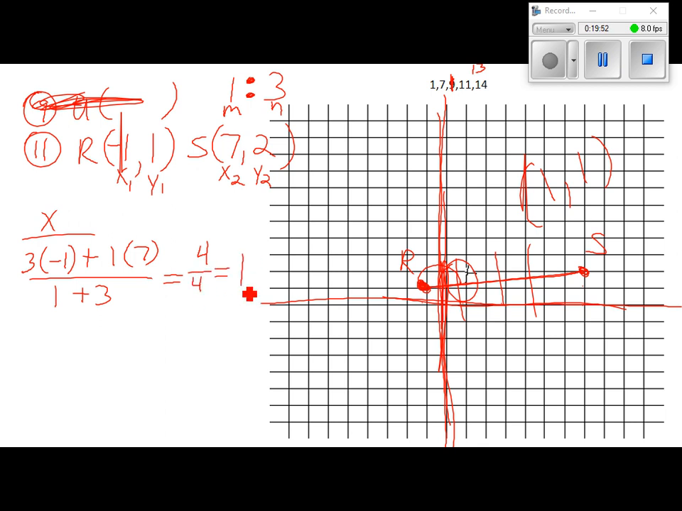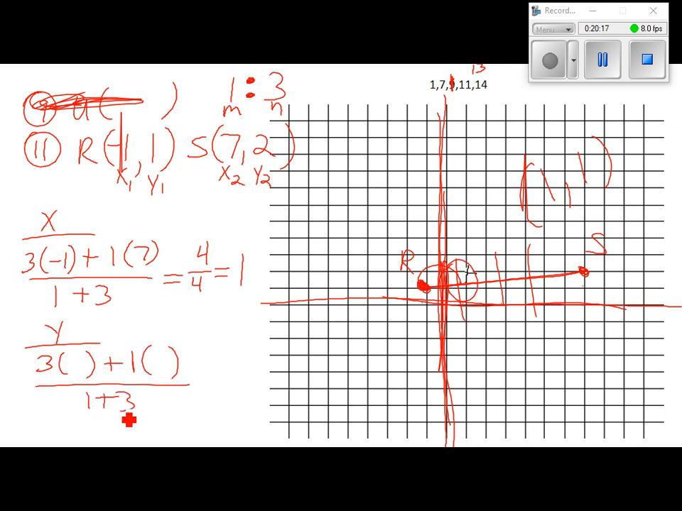Y coordinate. What's different about the formula for the y coordinate? You're just switching out the y value. See these things that I put in parentheses? Those are the x's. When we do it down here, they're the y's. So everything else stays the same. It's still the same as it was up top there.